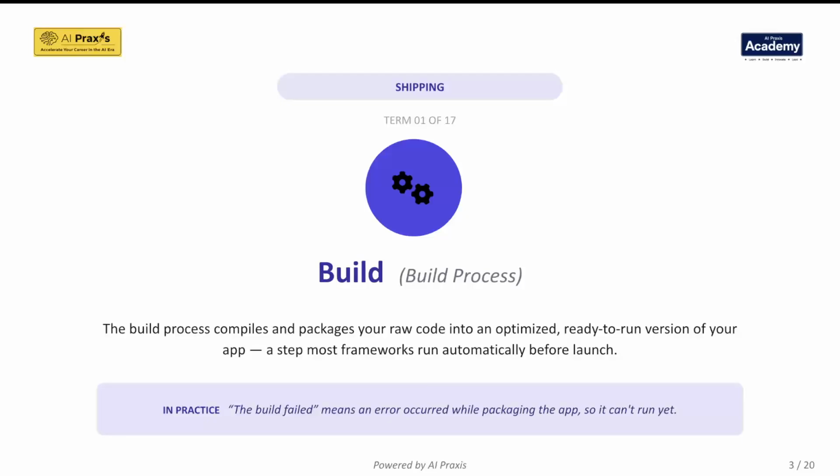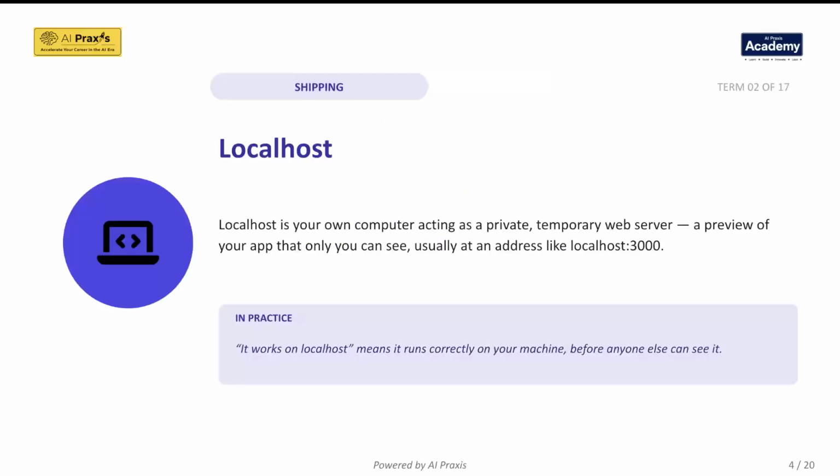But when something goes wrong, that's the question. You will hear this: the build failed. This means an error occurred during packaging. Maybe a missing file, a syntax mistake, a broken dependency. The app can't run until you fix it and rebuild. When someone says run the build, they mean package my code so it's ready to deploy.